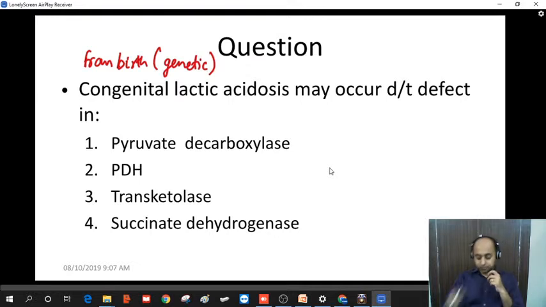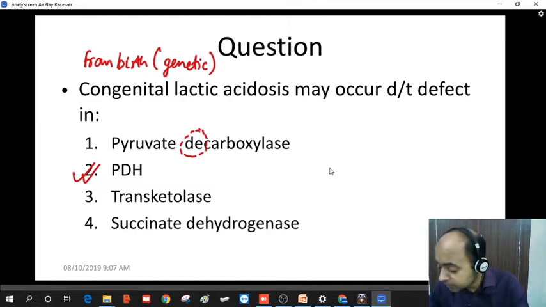Which of the following will result in congenital lactic acidosis? Lactic acidosis is seen when PDH is not working. And we had seen that when there is an inherited deficiency of PDH, that is when we see congenital lactic acidosis. So the correct answer in this case is inherited deficiency of PDH. Please note we don't have an enzyme called pyruvate decarboxylase. We have pyruvate carboxylase but not pyruvate decarboxylase. Okay, very good. So the correct answer, as most of you have correctly written, is pyruvate dehydrogenase. Let's move on.